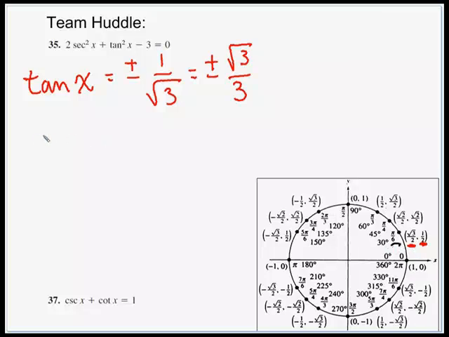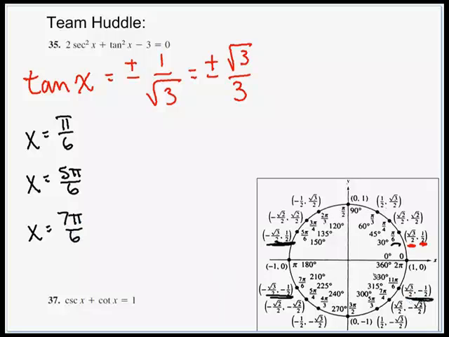Pi over 6 radians. And it's going to occur at 5 pi over 6 radians. And again at 7 pi over 6. And one more time at 11 pi over 6.